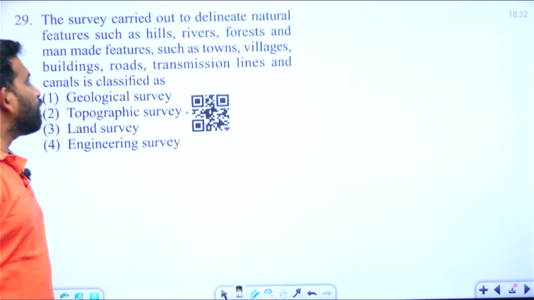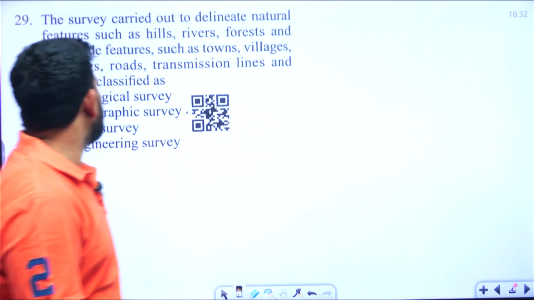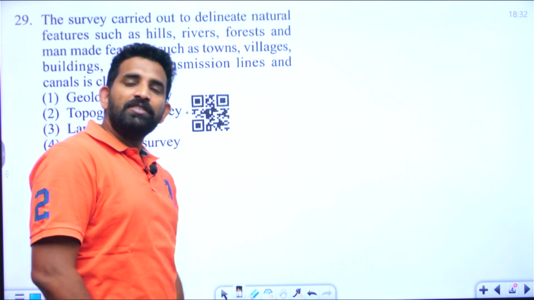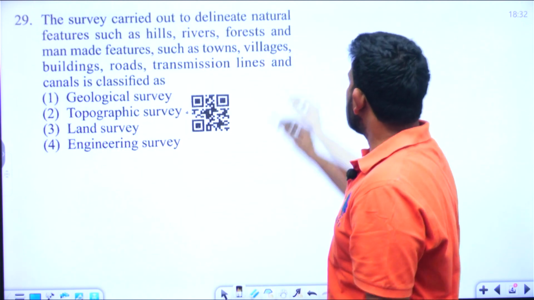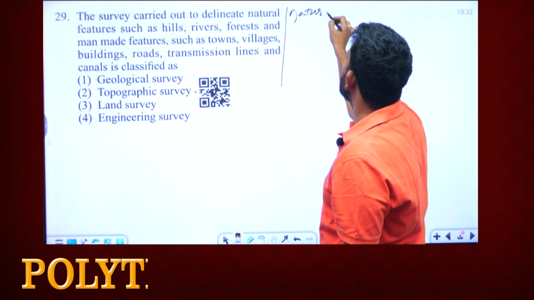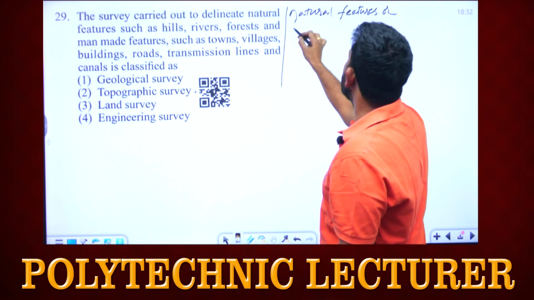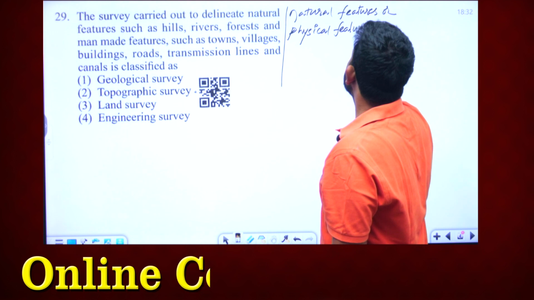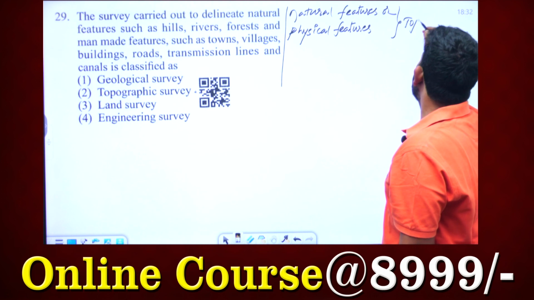The survey carried out to delineate the natural features such as hills, rivers, forests, and man-made features such as towns, villages, buildings, roads, transmission lines, and canals is classified as what? Whatever survey we carry out to delineate the natural or physical features of the Earth's surface, we consider it a topographical survey. Called a topographical survey.